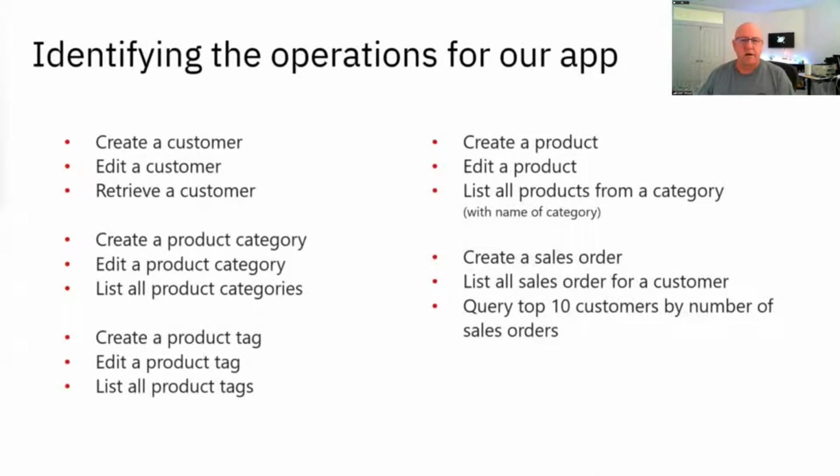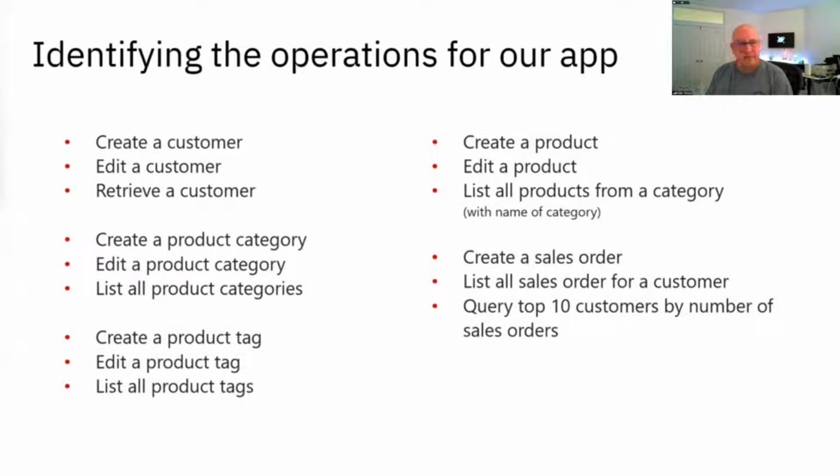Okay. All right. So let's talk about the operations for our application here, because this is where I'm going to spend a lot of time as I go through each of these things. A real e-commerce application would obviously have to implement lots more requests and different types of things. But I think this subset is a good way to illustrate what we're going to do. So we're going to create and edit a customer. We, of course, want to retrieve a customer. We're going to create and edit product categories, list all categories, create and edit tags, list those tags, create and edit products, and then list all products from a category. And then we want the category name in there too, and I'll explain why that's important.